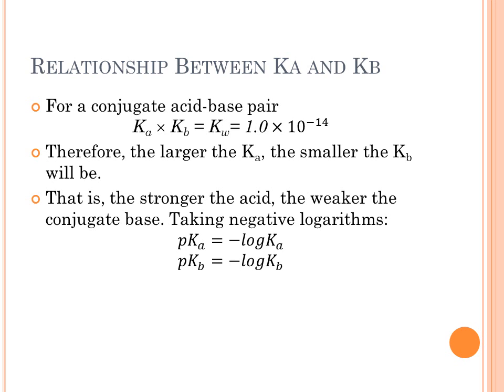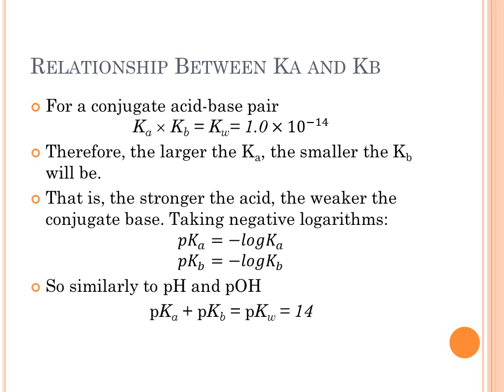If we take the negative logarithms, we can say the pKa is equal to the negative log of the Ka, and the pKb is equal to negative log of the Kb. You'll see pKa mentioned, for example, in biochemistry, talking about the pKa of certain biological molecules. Similarly to the pH and the pOH, we could say the pKa plus the pKb is equal to the pKw, which equals 14.